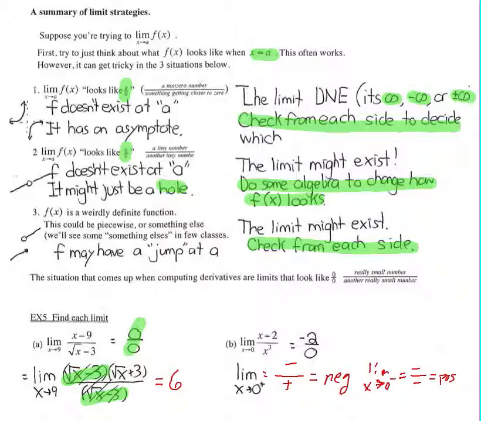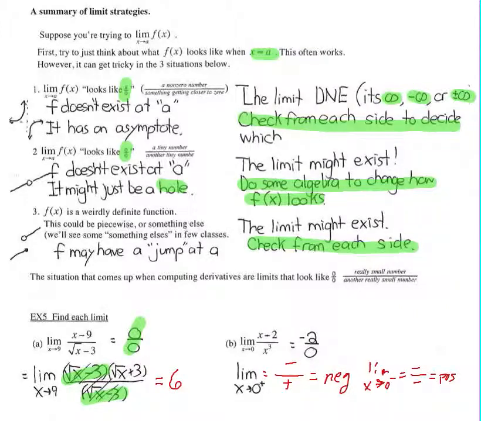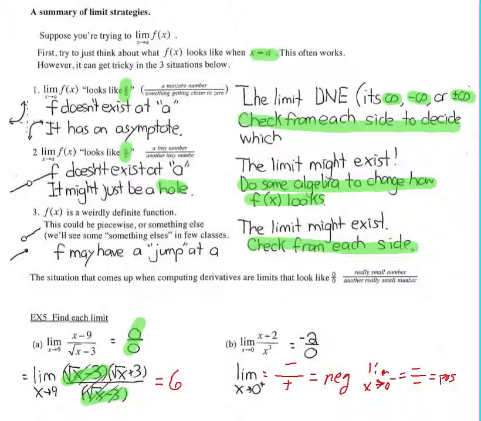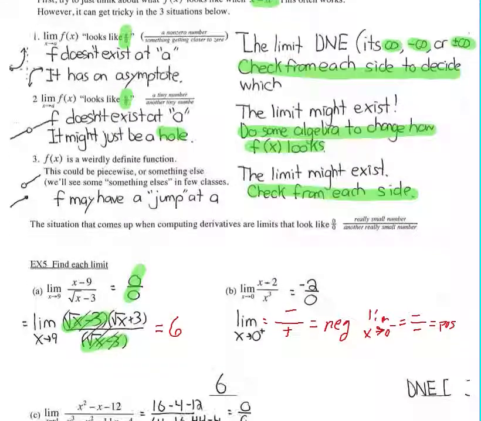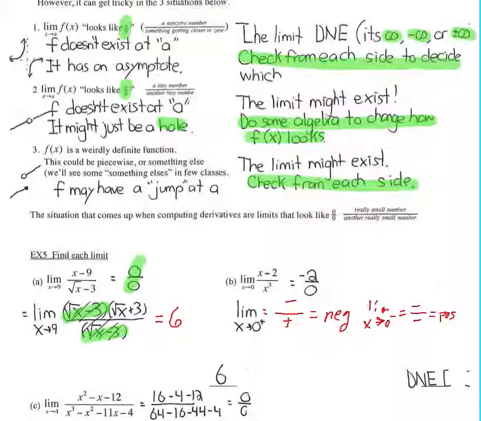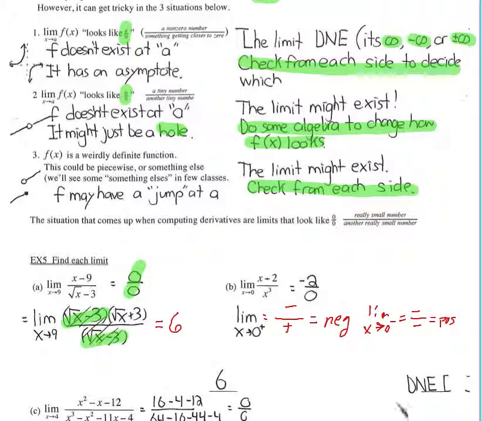So this then, the limit is going to be approaching from one side negative infinity. From the other side, it's approaching positive infinity. So what we write is does not exist, and then we explain that by saying it's going to be approaching positive or negative infinity.